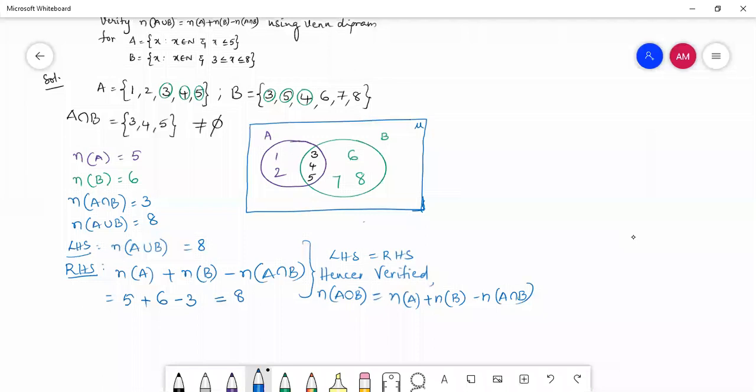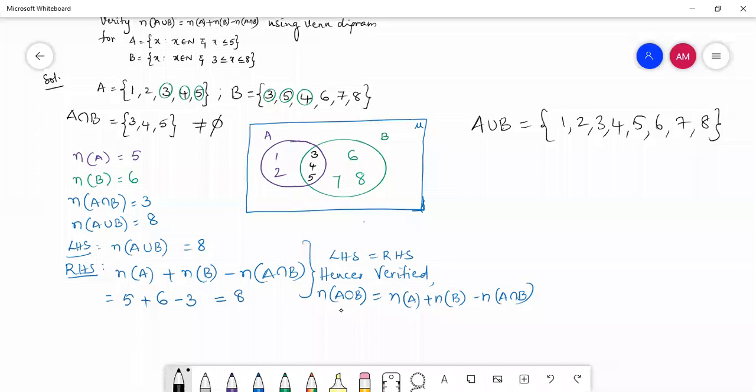If you want, you write A union B also here. What will be A union B? A union B is equal to, what are the elements in that? 1, 2, 3, 4, 5, 6, 7, 8. Totally 8 elements. Okay. So in this way, we verify N of A union B equal to N of A plus N of B minus N of A intersection B. It's very, very easy problem, isn't it?